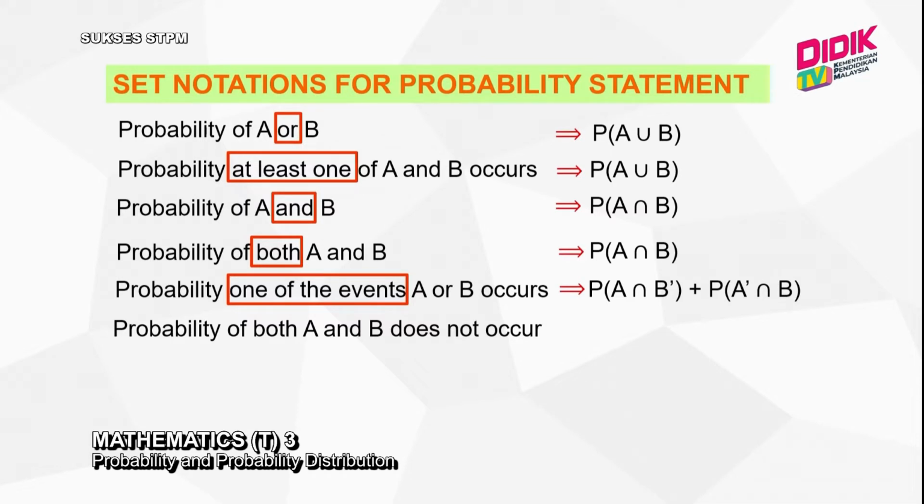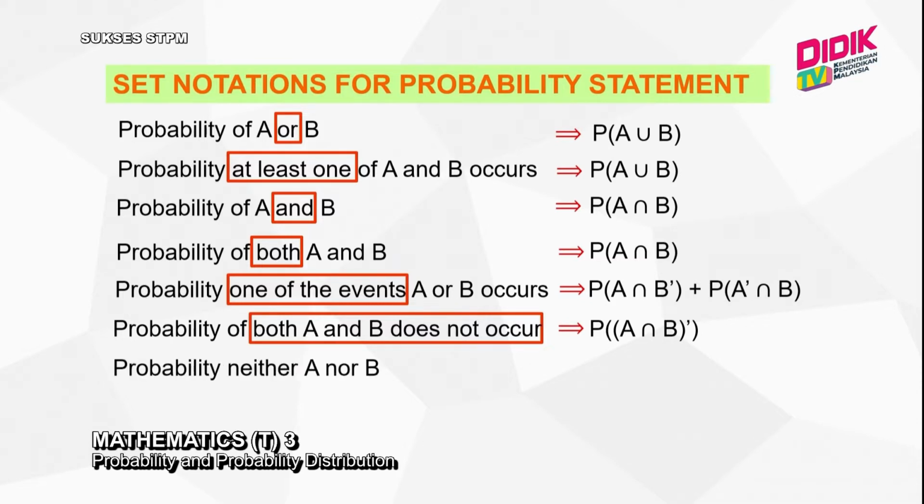So clearly we can see both A and B do not occur. Here we can see very clearly A intersect with B. Why A intersect with B, Sean? Because of the both. Yes. Does not occur, prime. That's right.